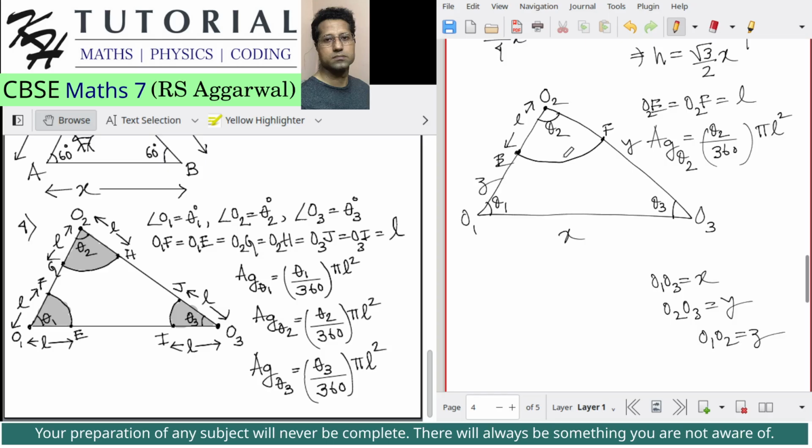What will be the maximum length of l such that this sector will completely lie inside the triangle? I'm not sure of that.